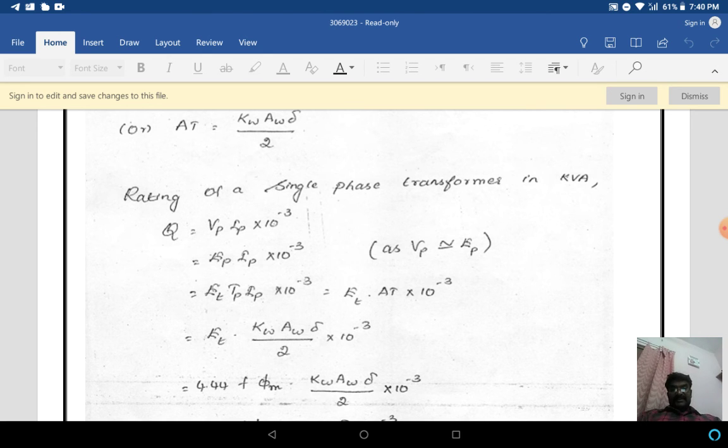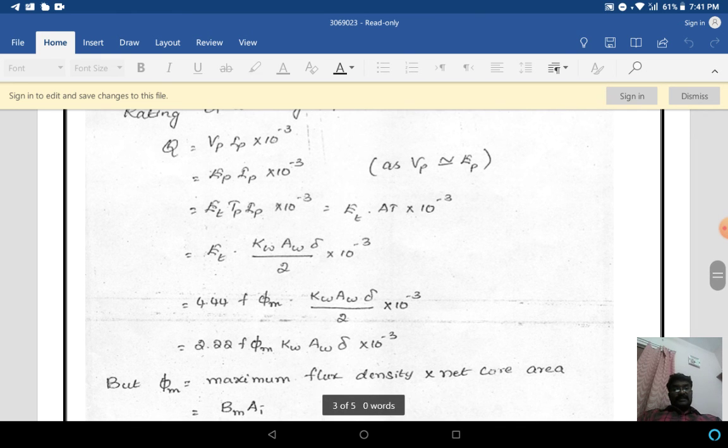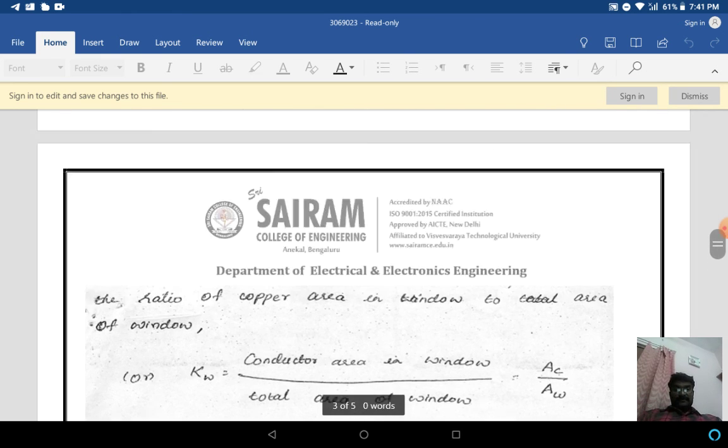From the previous equation, we can write ET into TP into IP into 10 to the power of -3. TP IP is nothing but AT, as we know. So ET into AT into 10 to the power of -3. We can replace AT: AT is equal to Kw AW del by 2. That we substitute here, and we get ET into Kw AW del by 2 into 10 to the power of -3. ET we found previously.